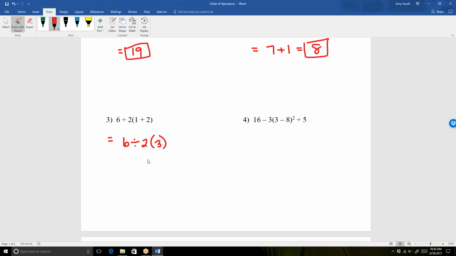Now a lot of students then want to perform the multiplication next. They want to take 2 times 3, but that's not what order of operations tells us. The multiplication and division need to be done from left to right. So we want to do the division first. 6 divided by 2 is 3. And then lastly, we want to perform the multiplication. So 3 times 3 is 9. So final answer here would be 9.